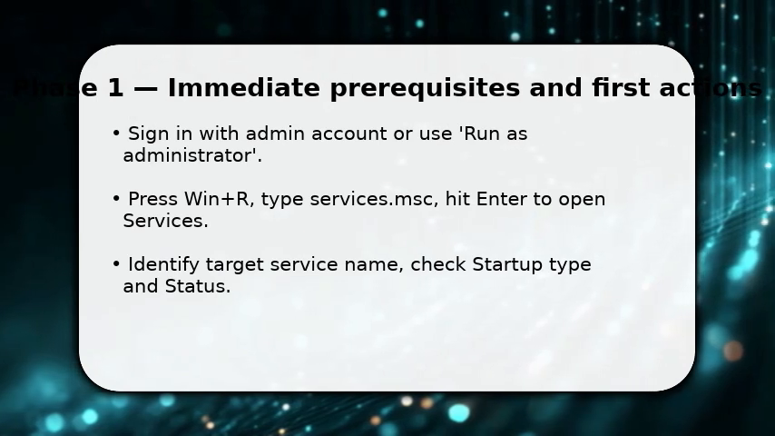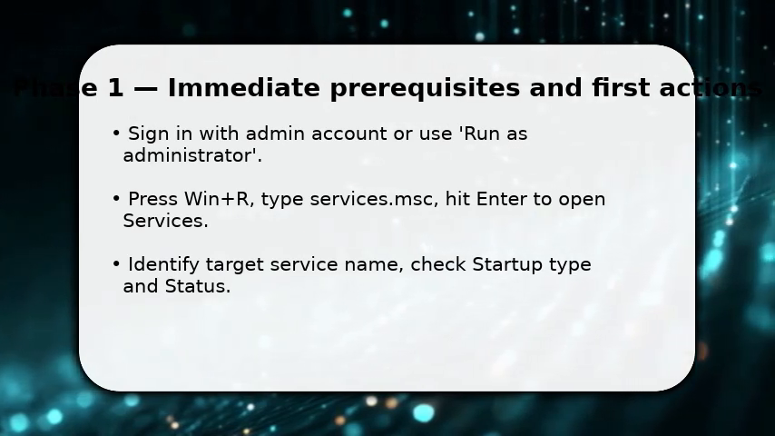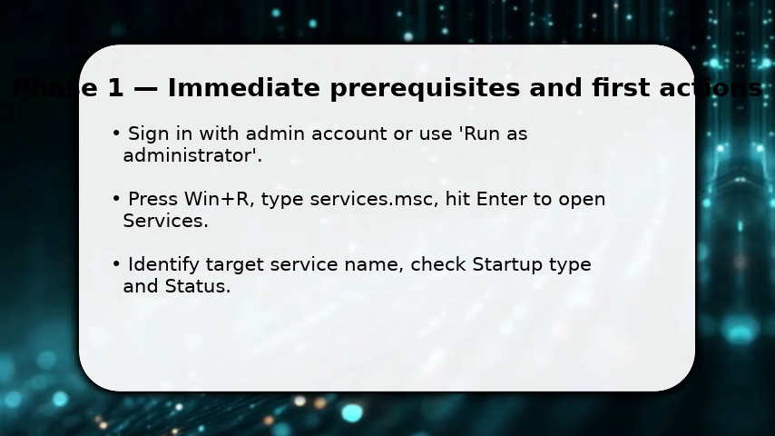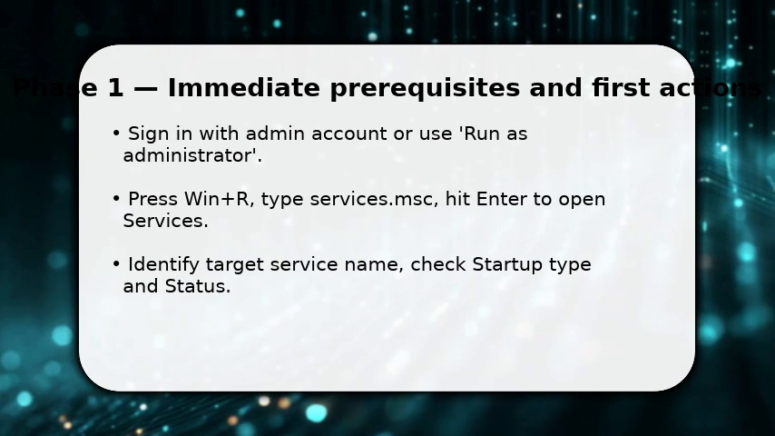Enjoy the video. You start by opening services with admin rights so you can change system-level settings. Press Win+R, type services.msc, and press Enter. This loads the services console.